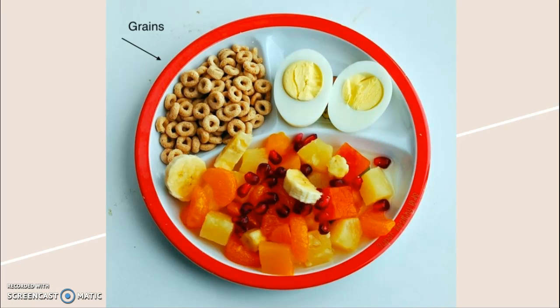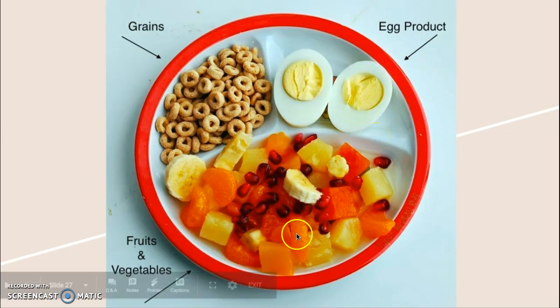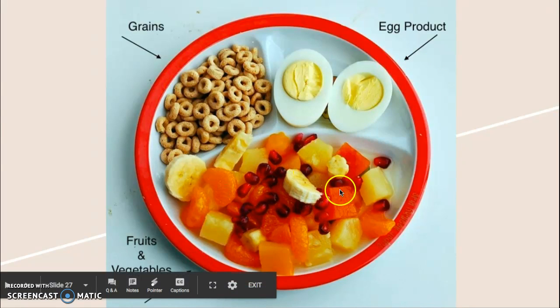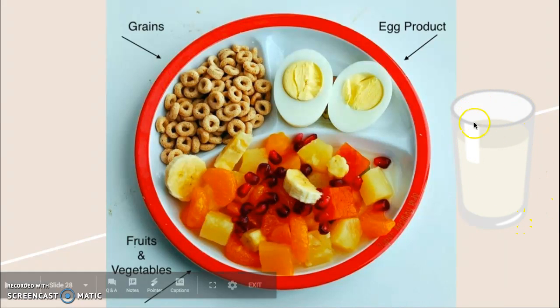Okay, so looking at this image, what do you notice? Right away, I see that this meal has Cheerios, which is considered a grain. The next is egg product, which is part of the meat category. And third is the fruits and vegetables. And finally, there's a glass of milk, which is part of the dairy group.